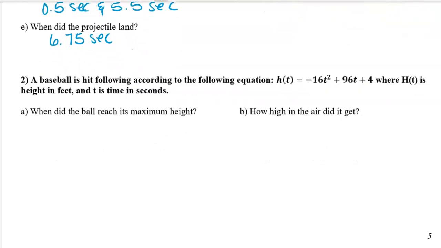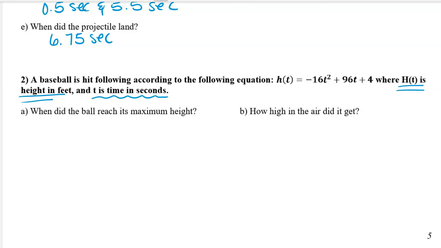All right, Ian, get ready to read question number 2, please. A baseball is hit falling according to the following equation. H of t equals minus 16t squared plus 96t plus 4, where H of t is height in feet and t is time in seconds. Good. So remember, we have to know the unit of measurement. H of t is your height in feet, and time is in seconds.